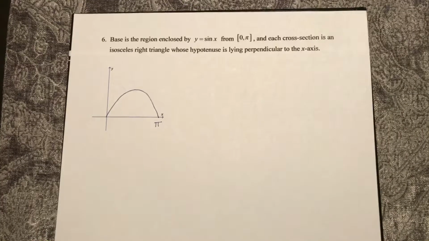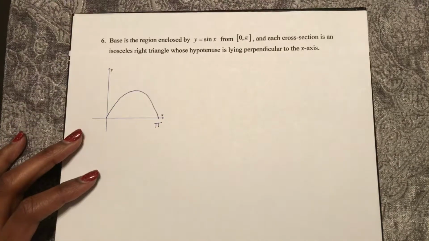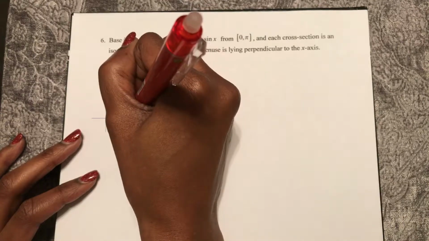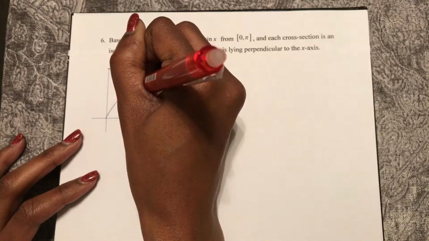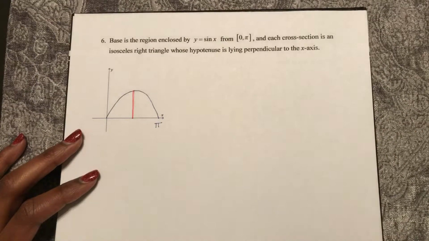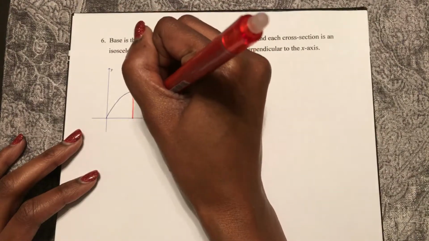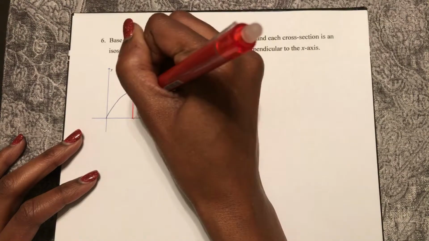So here in our last example, the base is a region enclosed by y equals sine x from 0 to pi. And each cross-section is an isosceles right triangle whose hypotenuse is lying perpendicular to the x-axis. So that means in this picture, here's sine x, and our cross-section perpendicular to the x-axis is the hypotenuse of an isosceles right triangle.